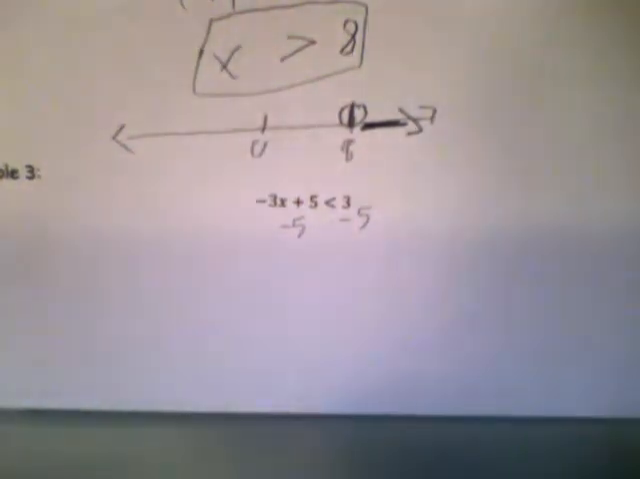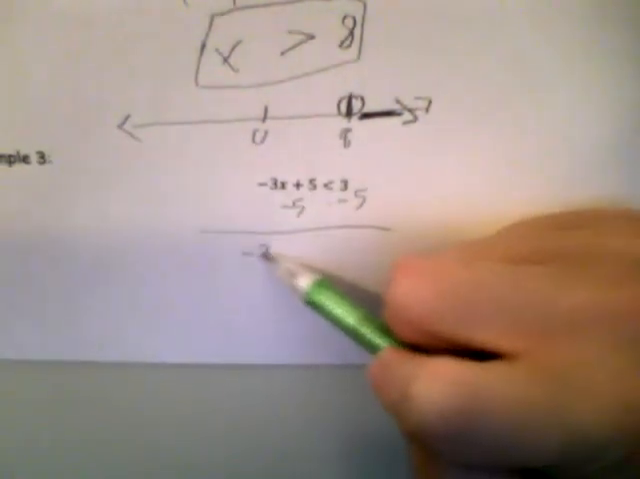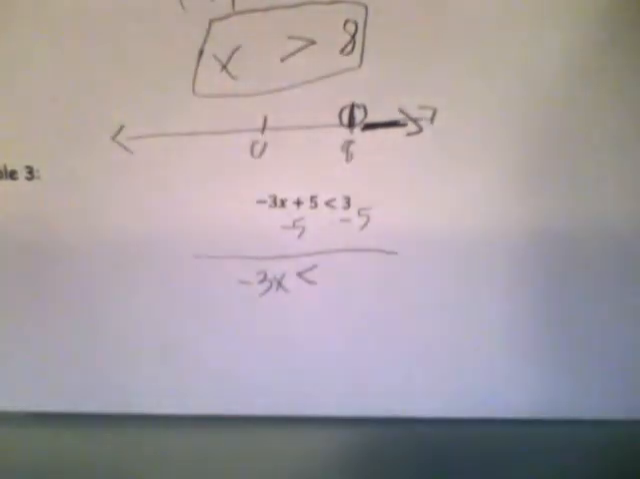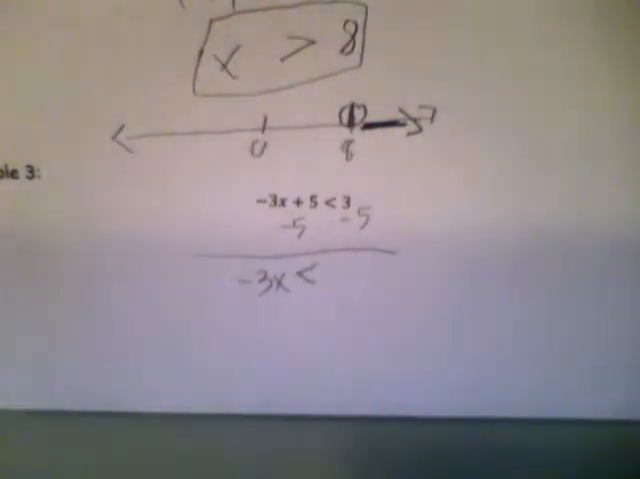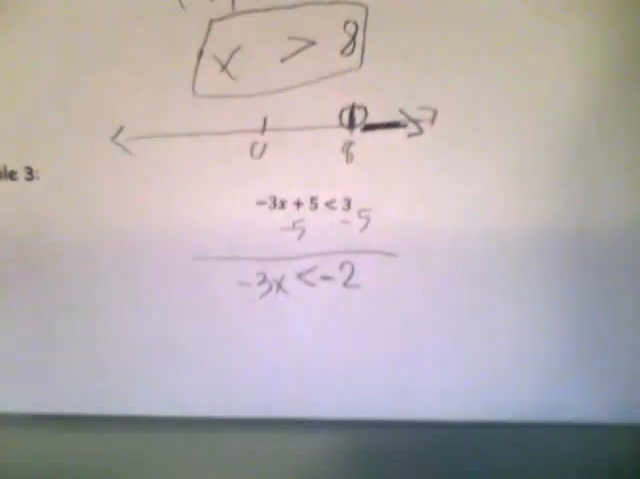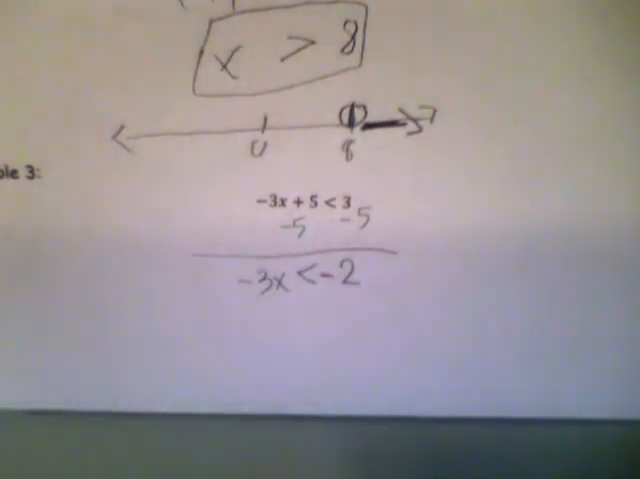Okay? When I subtract 5 on both sides, on one side I'm left with just negative 3x. On the other side, I have 3 minus 5. 3 minus 5 is just negative 2. Now to get x by itself, I have to divide both sides by negative 3.